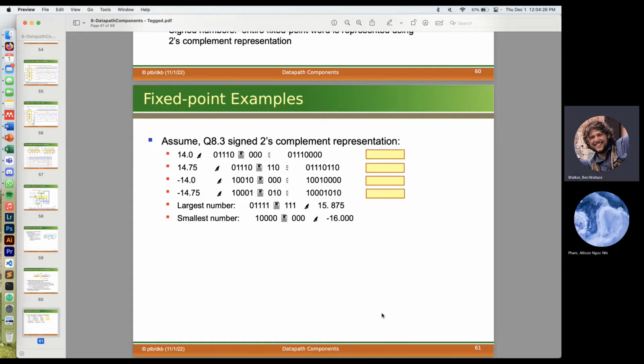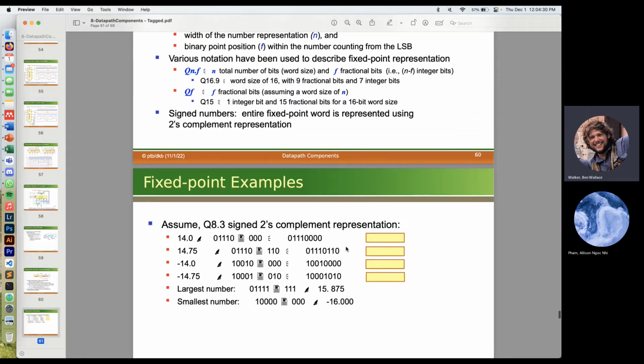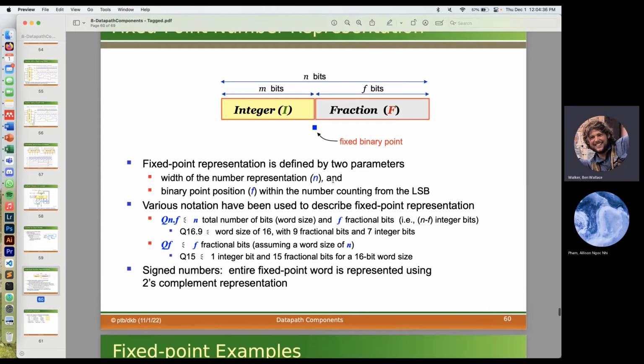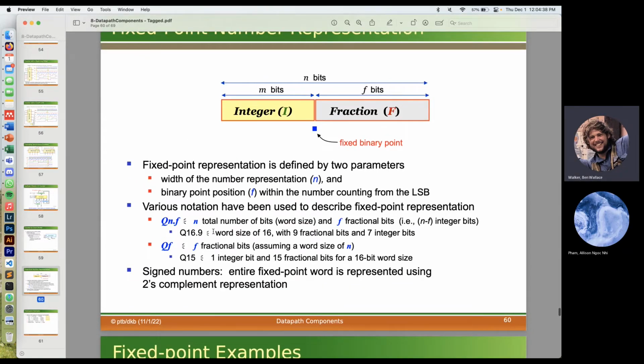You go from the right to the left, right, for the 0.3? So like whatever number this second digit is. Yeah, okay. So it's using Qn.f. So n is the total number of bits, f is the number of fractional bits.